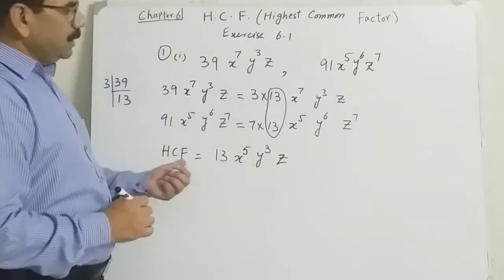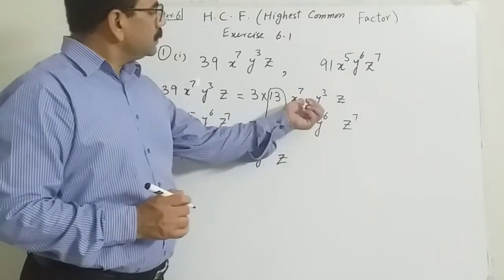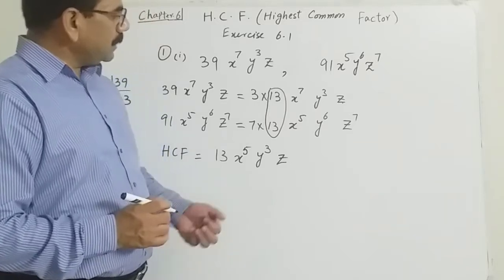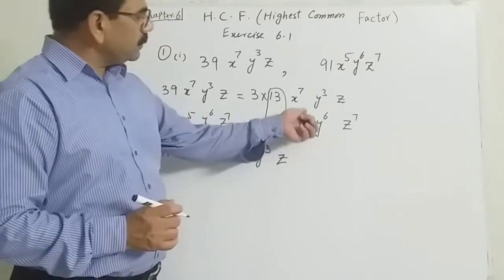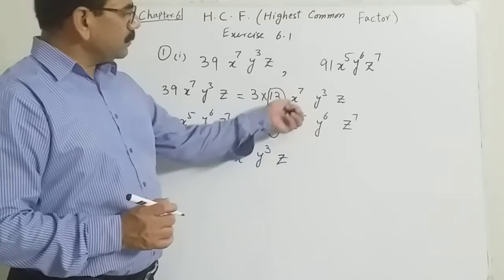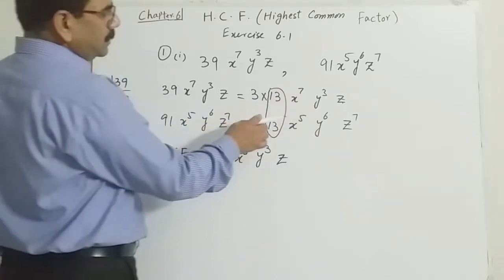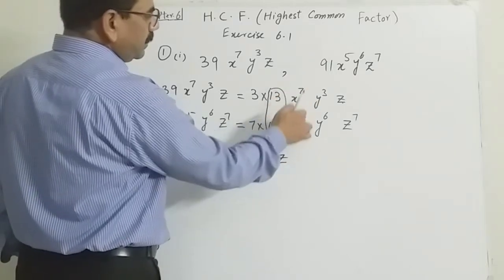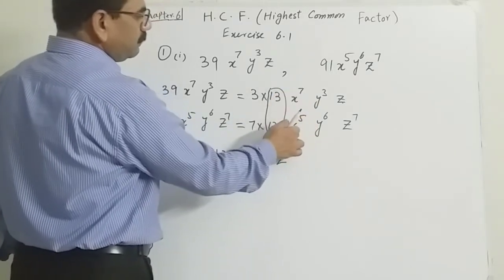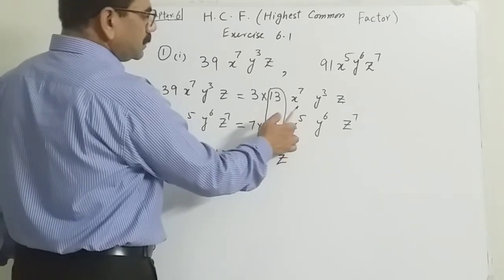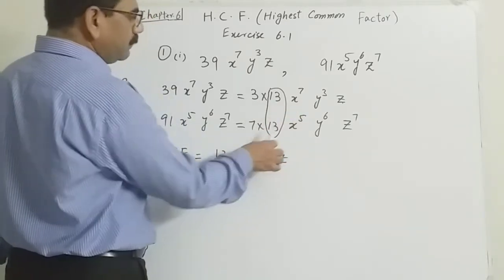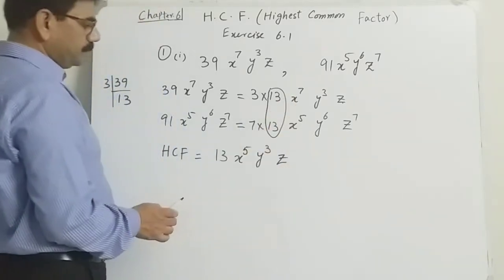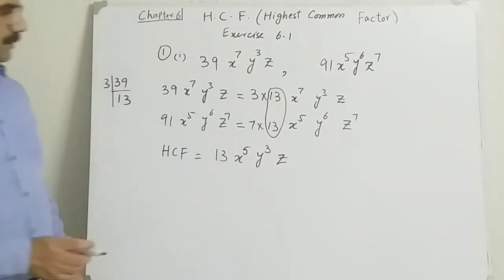So in short, if we have to find HCF between two algebraic terms, then we take the smaller power of the variable from the two given terms. As x power 7 and x power 5, in between these two terms, x power 5 is the term with smaller power, therefore it will be taken as the common term of highest power. This will be the HCF.